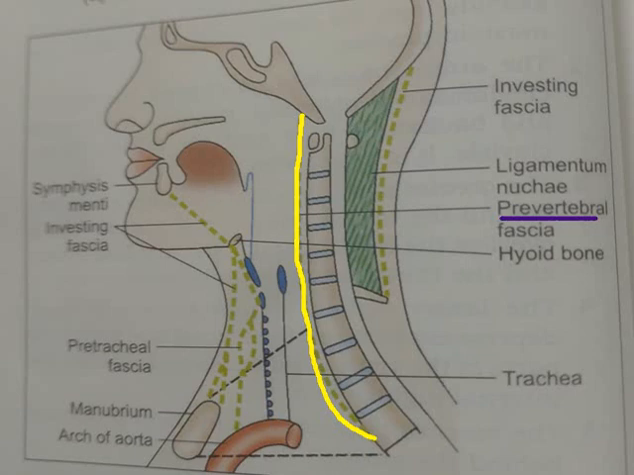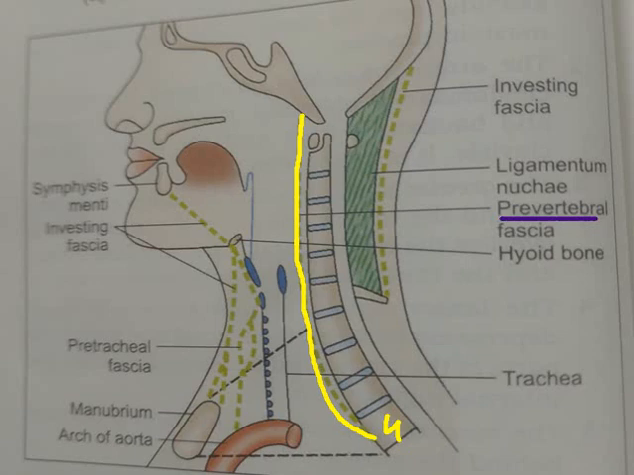If we see the attachments of this prevertebral fascia, it is attached superiorly to the base of the skull, here. Inferiorly, it goes to the fourth thoracic vertebra, the body of the fourth thoracic vertebra and the anterior longitudinal ligament. So superior attachment, inferior attachment. On each side, what happens? This fascia goes deep to the trapezius muscle.